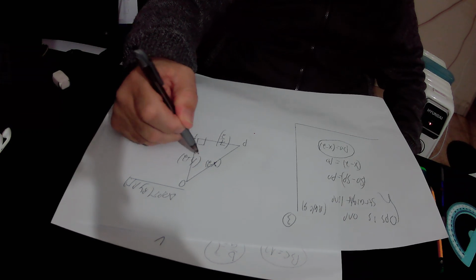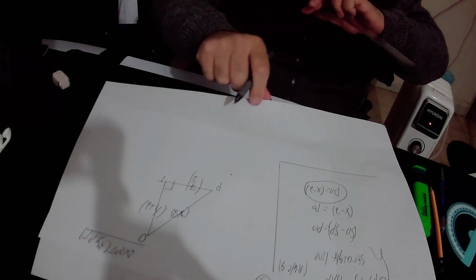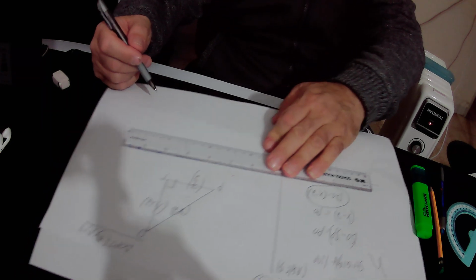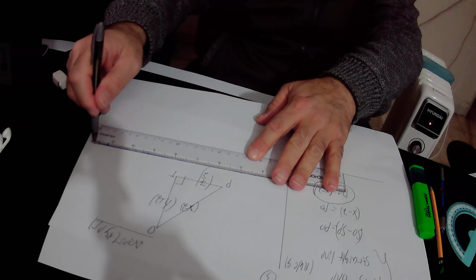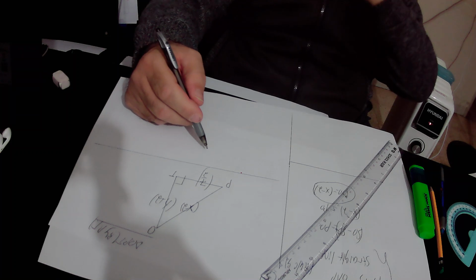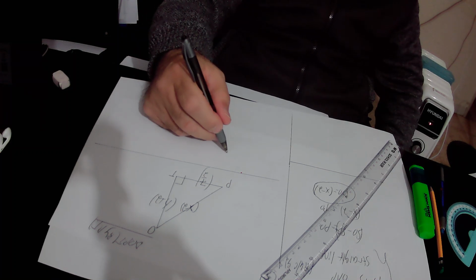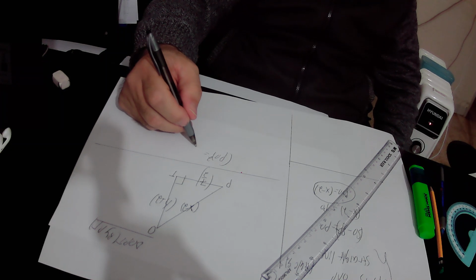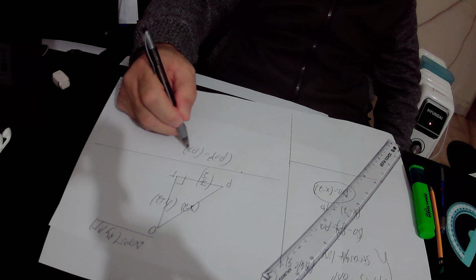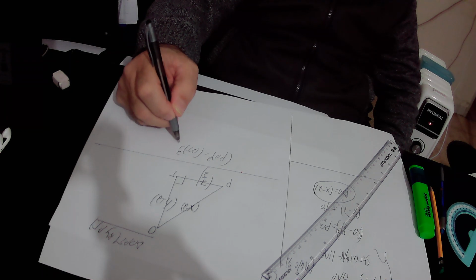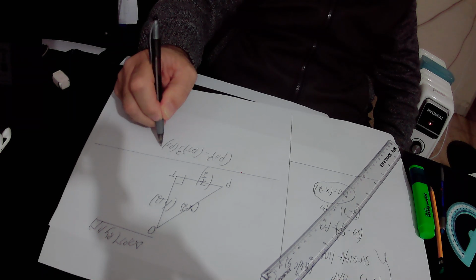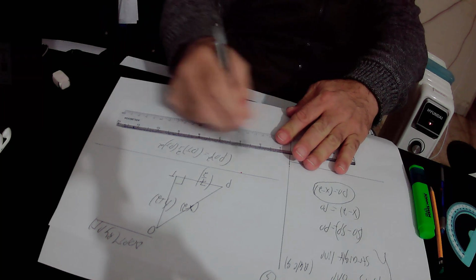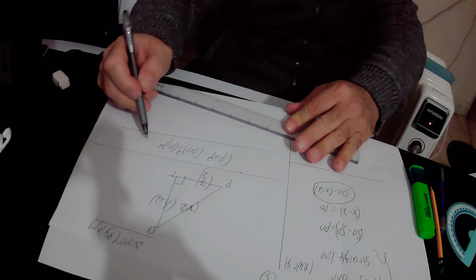Now we will apply the Pythagoras theorem on this right triangle OPT. According to the Pythagoras theorem in the right triangle OPT, PO square equals OT square plus PT square.